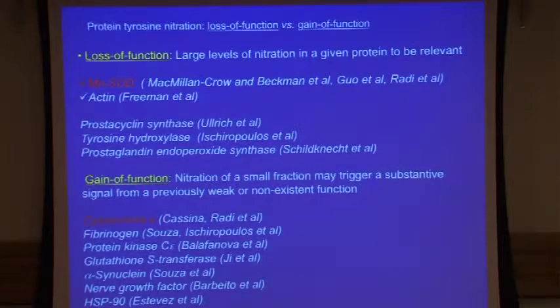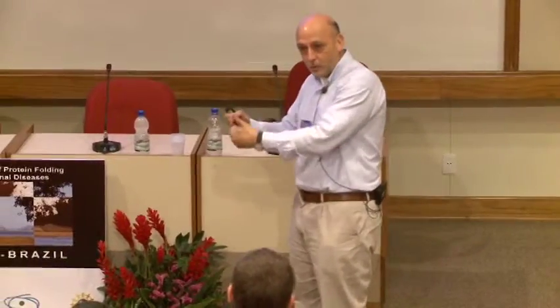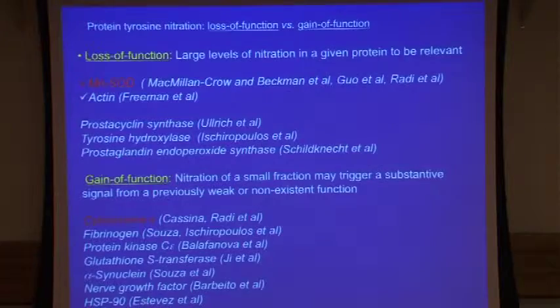This is the loss of function theory. For the loss of function theory, you need to find an oxidized protein to a sufficient amount of the population of the protein that can explain a substantial loss of activity. That means that you need to oxidize and inactivate more than 20, 30, 40%. If you oxidize and inactivate 1, 2%, in the cell, nothing will happen.